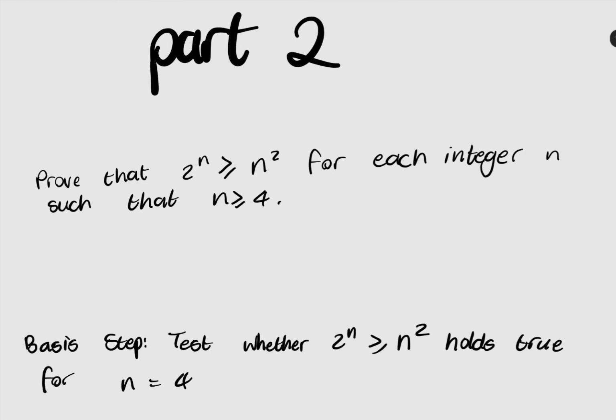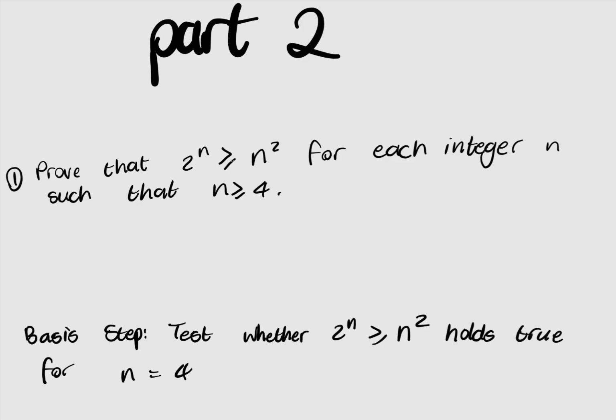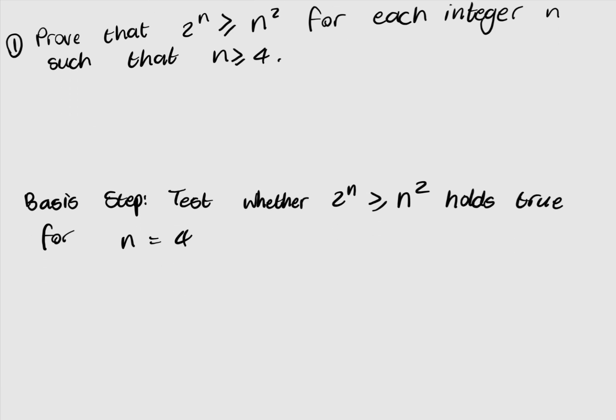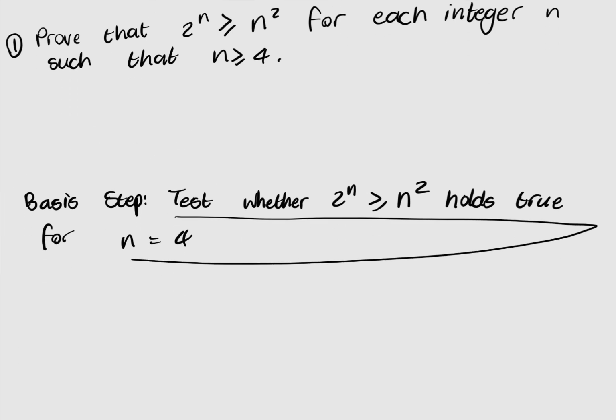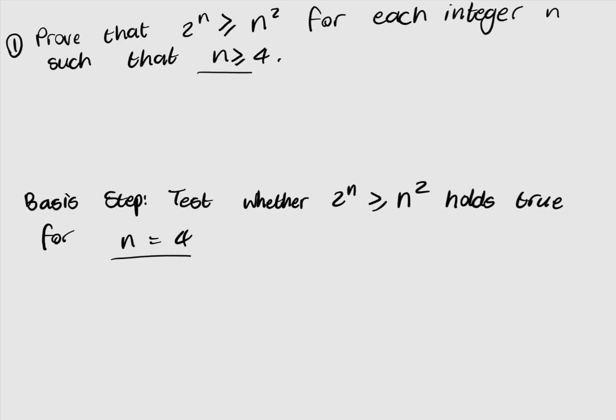So the first question: prove that 2 to the n is greater than n squared for each integer n such that n is greater than or equal to 4. So firstly, we always start with the basis step. Test whether it is true for the first element of this set here.